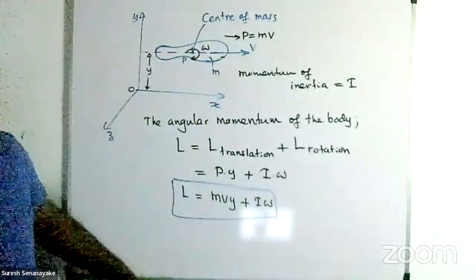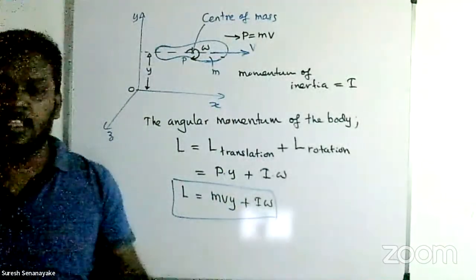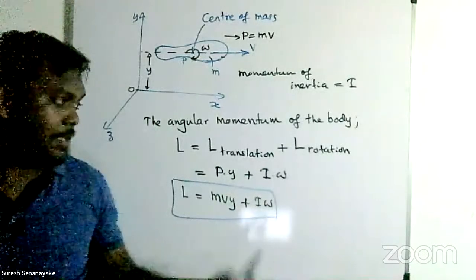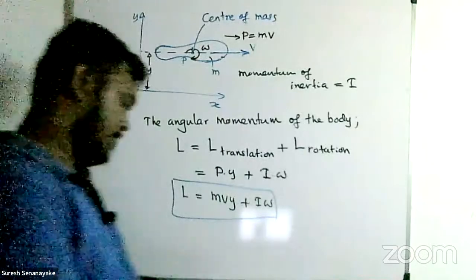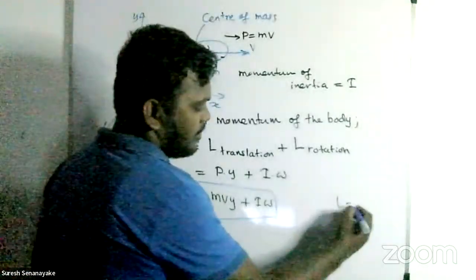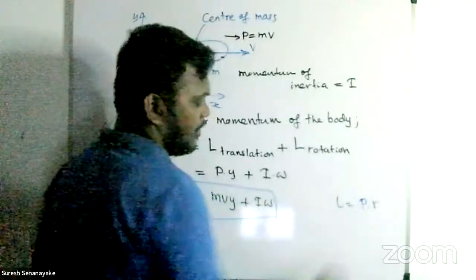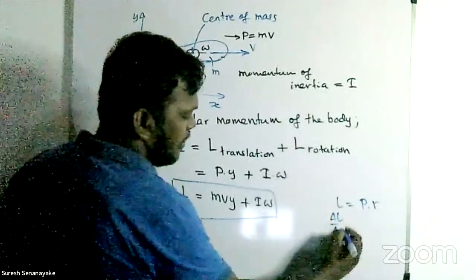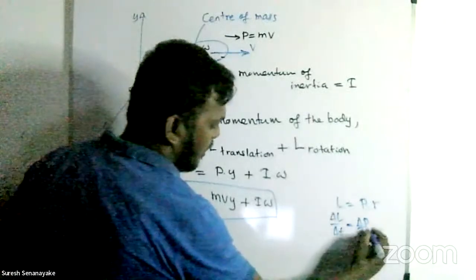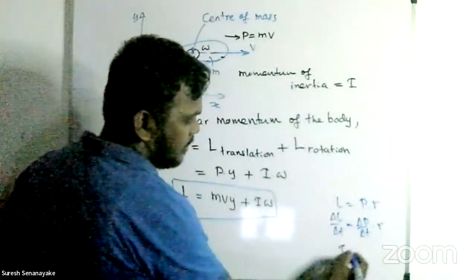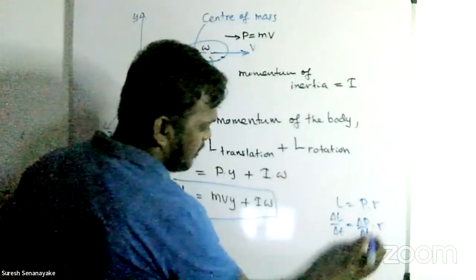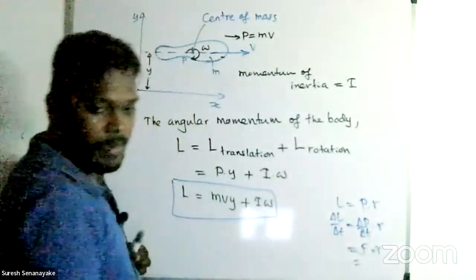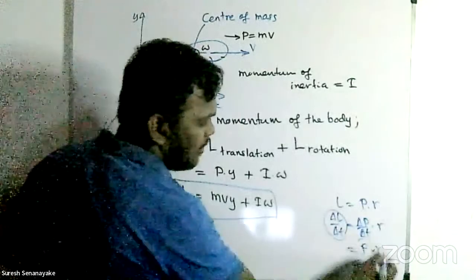Give it a try. Again, the rate of change of angular momentum equals the torque applied on the body. We can write L as the linear momentum times the perpendicular distance, so delta L over delta T equals delta P over delta T times R. This is how we get the torque: delta P over delta T is the force, and the force multiplied by the distance R is the torque, or moment of the force. That's why delta L over delta T equals the torque.